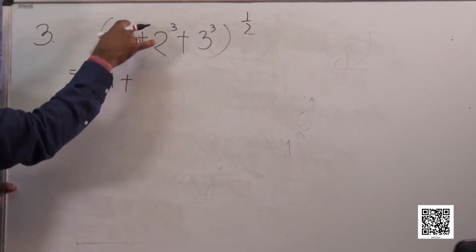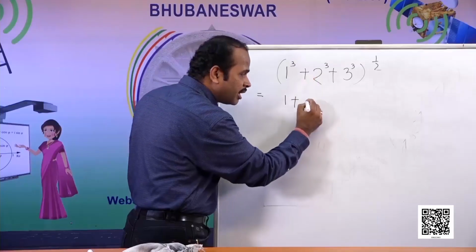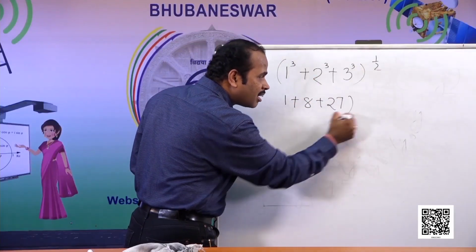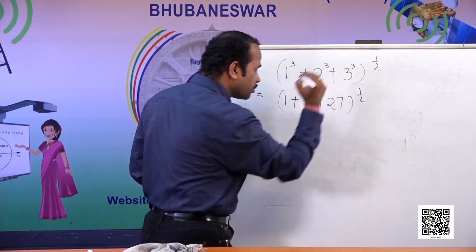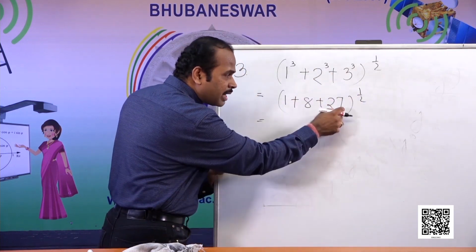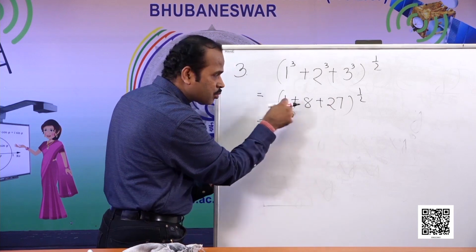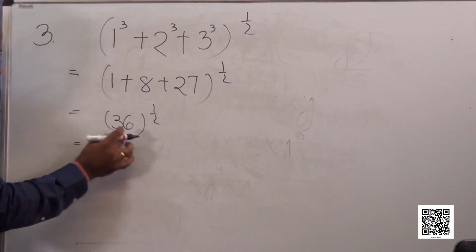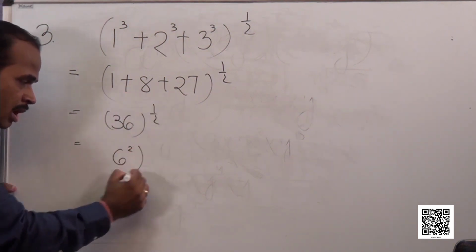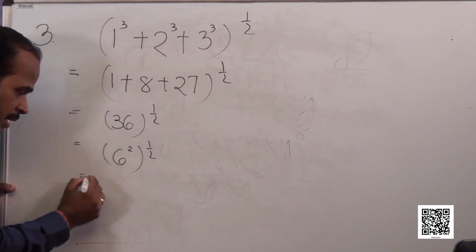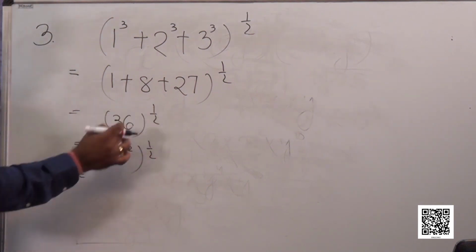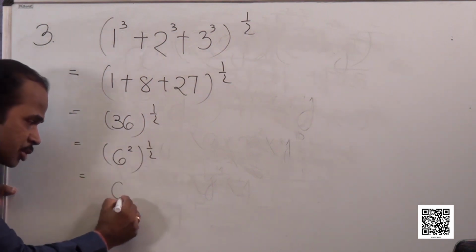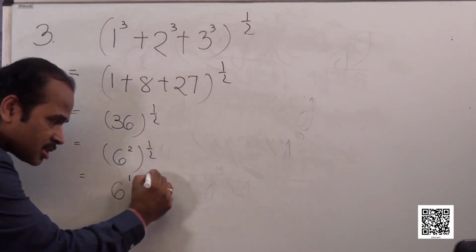So 1 to the power 3 is 1, plus 2 to the power 3 becomes now 8, 3 to the power 3 becomes now 27, and whole to the power 1 by 2. This I can add now. 27 plus 8 is 35, plus 1 is 36, and whole to the power 1 by 2. So 36 we already know is 6 to the power 2 and whole to the power 1 by 2. So multiplying a to the power m whole to the power n, m and n are multiplied. So 2 into 1 by 2 will be multiplied and you will get 6 to the power 1. So finally the value will be 6.